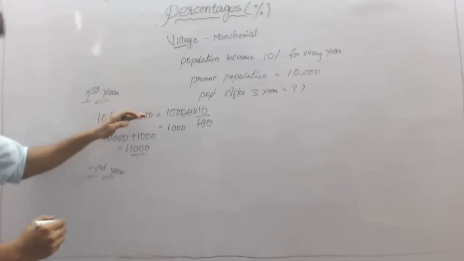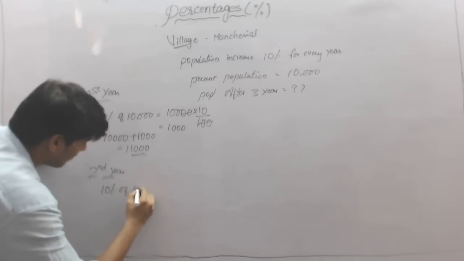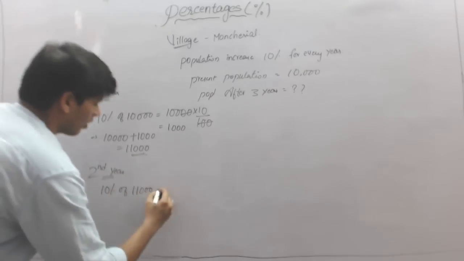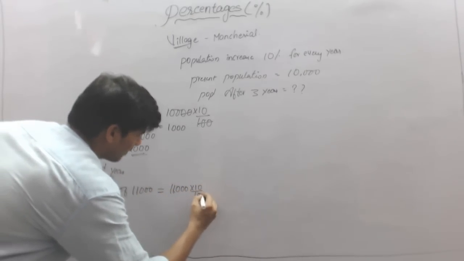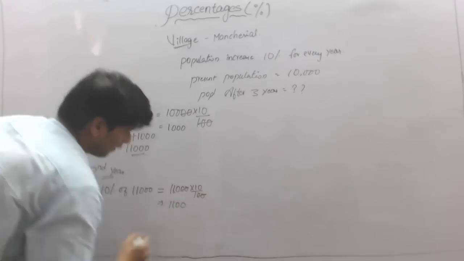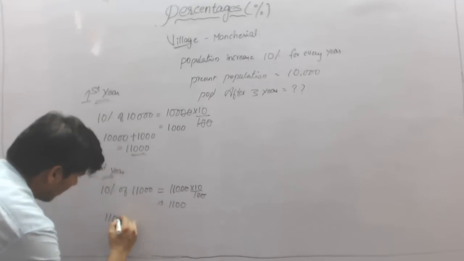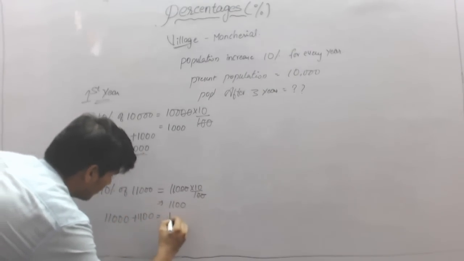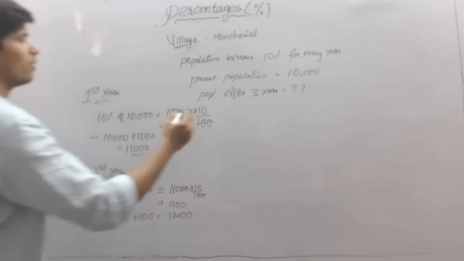And the second year, what will be the population after the second year? Again the population increases by 10% in the second year. Now 10% of the population, which is 11,000. Now how do you calculate? 11,000 into 10 by 100 again. How much? 1100. Now the population after the second year is 11,000 plus 1100, that gives 12100. Now what is the population after the third year?